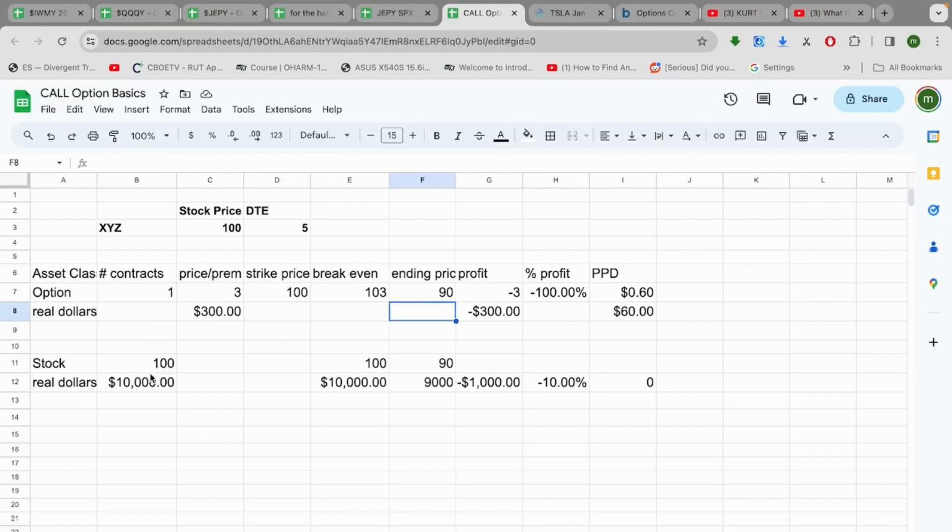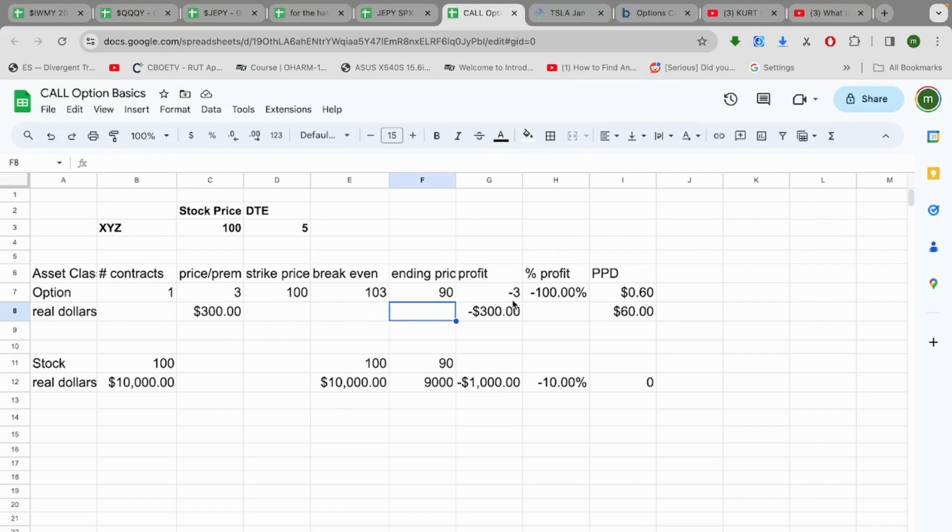Let's first start with the stock. The stock went from 100 to 90. That's a 10-point loss. 10 times 100 is $1,000. So the person that owns the stock lost $1,000. All right. The person that bought this fictional call contract, he lost $3.